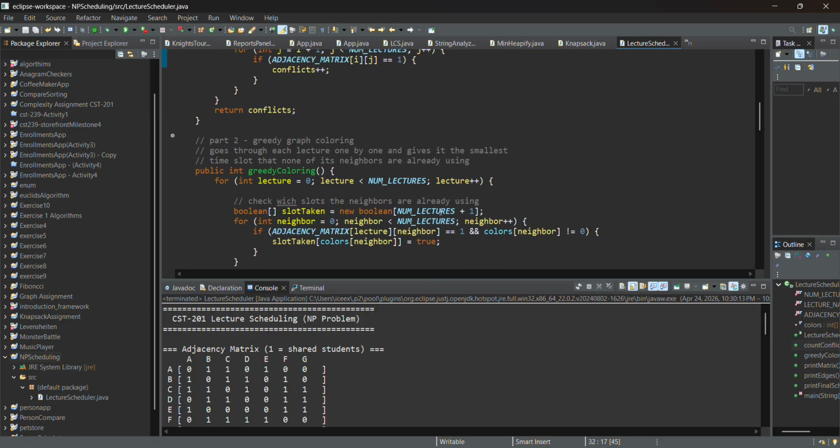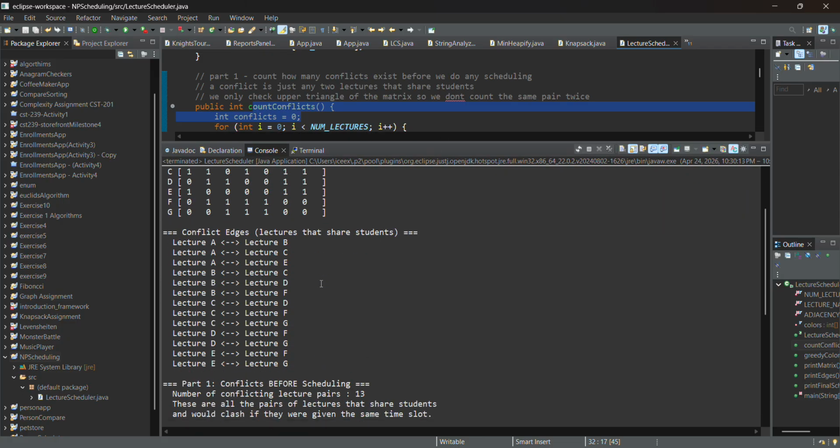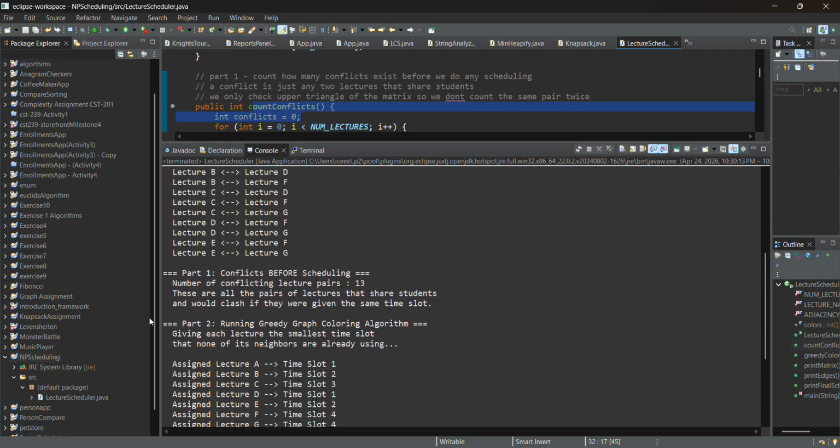Part one is the conflicts before scheduling. So if we open this back up, right here, part one, that's 13. These are all pairs of lectures that share the same students, and they would clash if they were given the same time slot. The way that was counted is just through a loop through the upper triangle of the matrix, so I don't count the same pair twice. And every time I see a one, it just increments the counter.